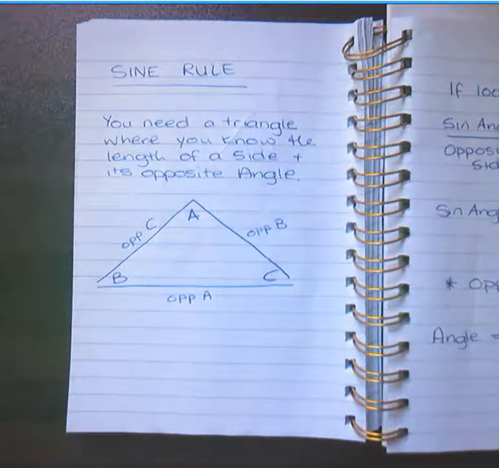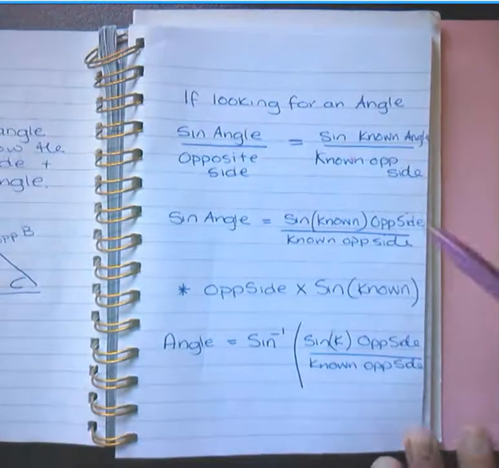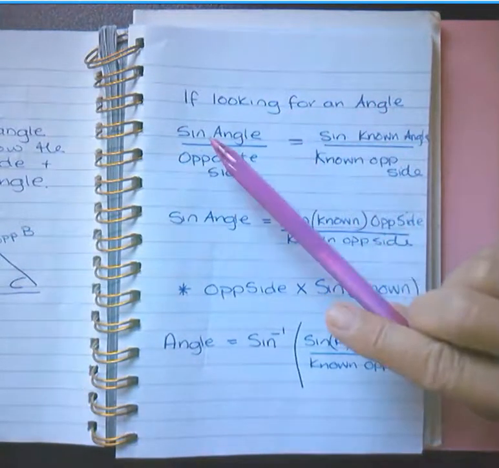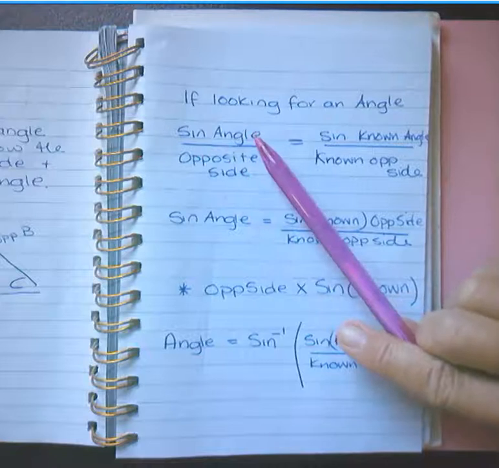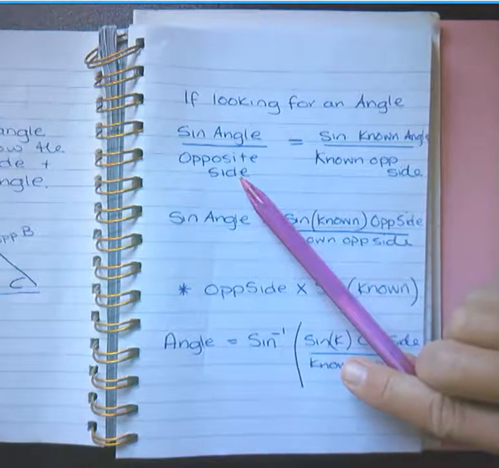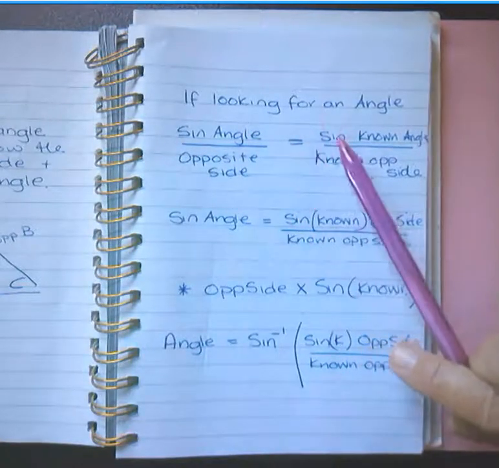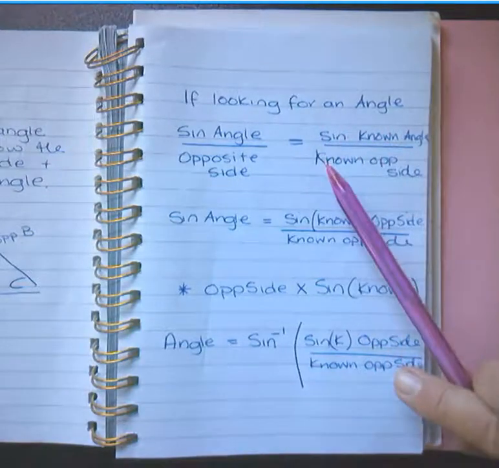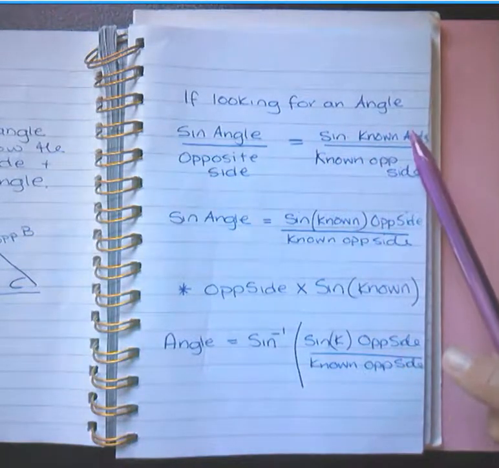is its opposite. Right, so in terms of the sine rule, if you're looking for an angle, you put the sine of the angle you're looking for over its opposite side's length, equal to the sine of a known angle over the known opposite side to this angle.